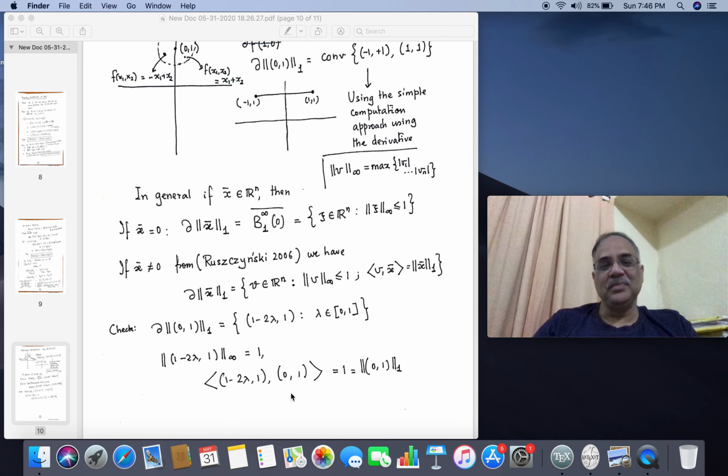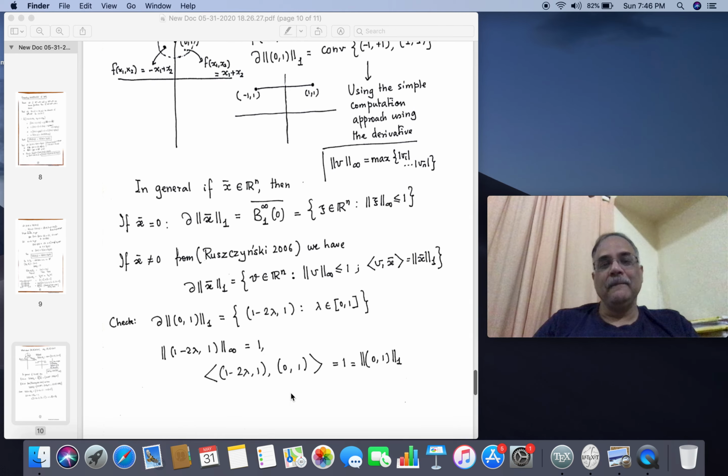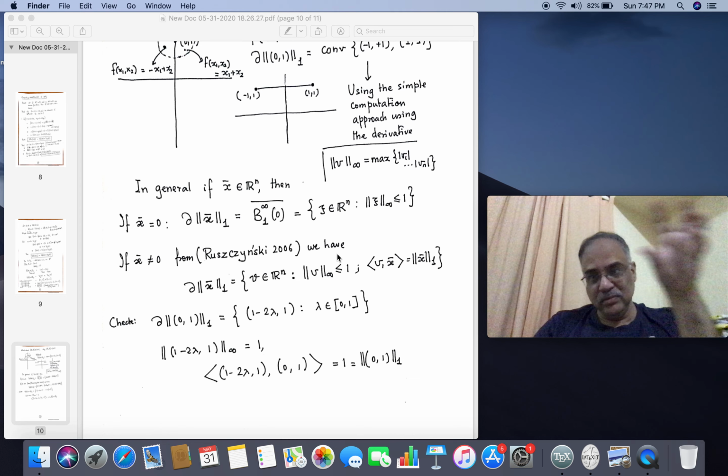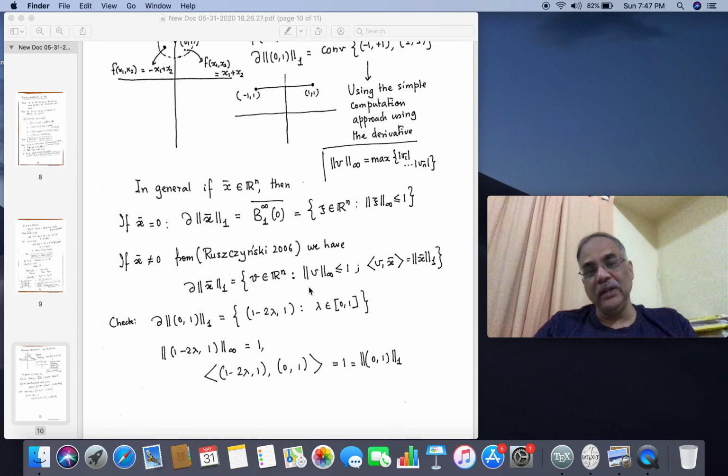So now what it says is that if you have any non-zero point, then the subdifferential of the norm 1 function at such a point consists of all such v's which are in the closed unit ball using the infinity norm, that is, norm v infinity is less than or equal to 1, but which also have the property that the inner product of v with x bar is exactly equal to the norm of x bar in the one norm.